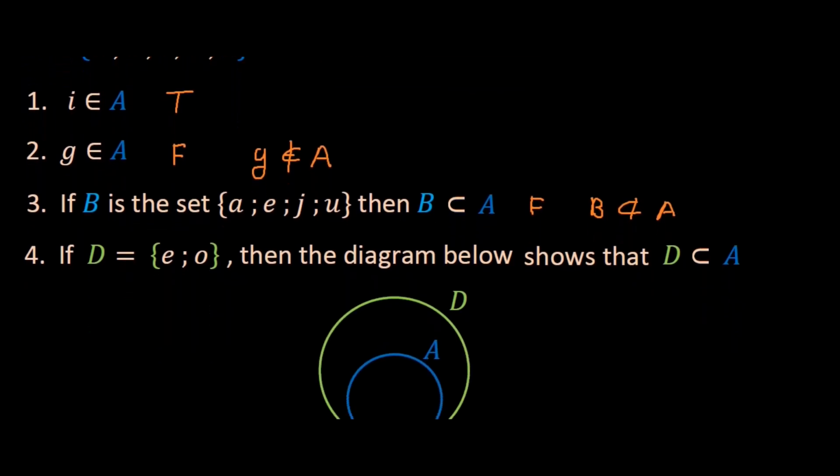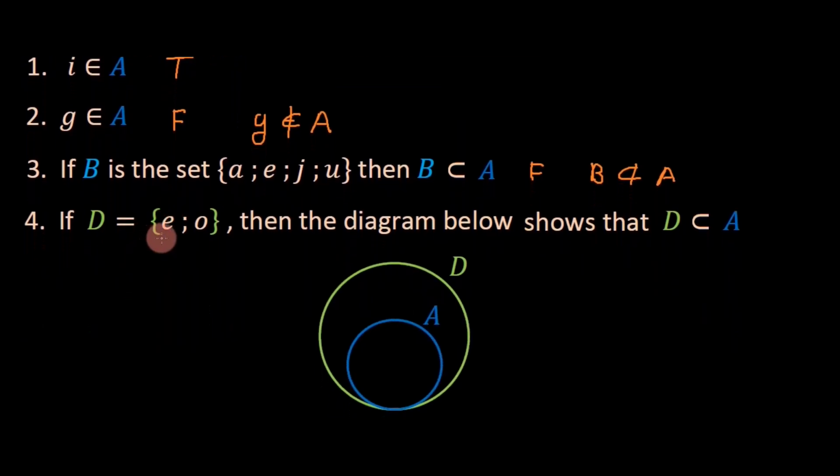In the last question here, D is the set consisting of the elements E and O. And it says if D is the set, then the diagram below shows that D is a subset of A. For D to be a subset of A, when we draw the Venn diagram, we would draw D inside A. So this statement is false. This is not the sketch for D is a subset of A. As I said, D would have to be drawn inside of A.